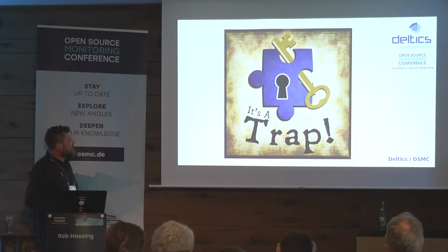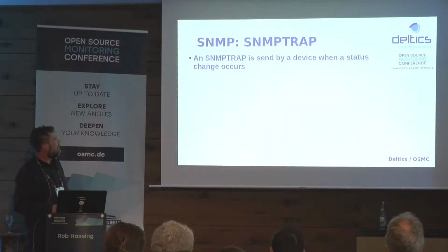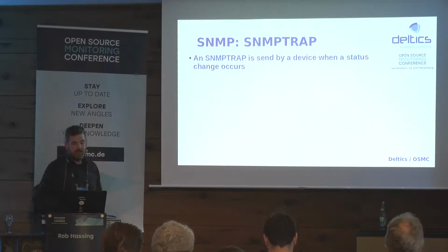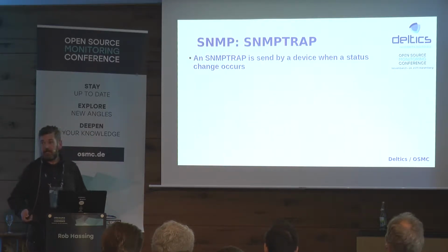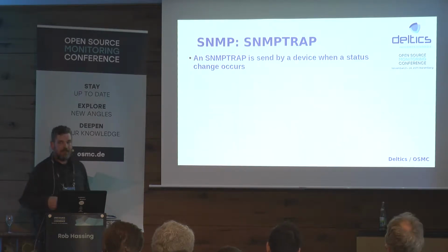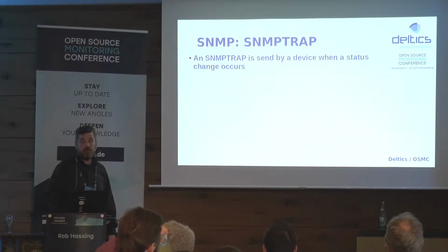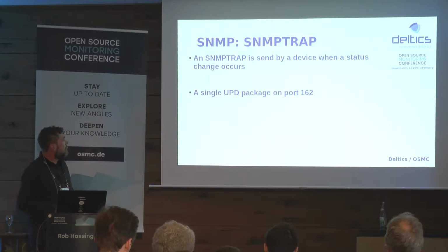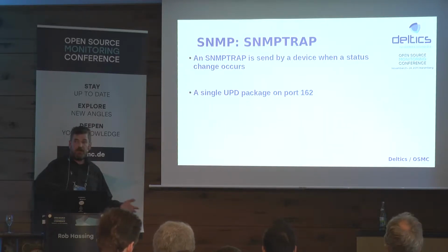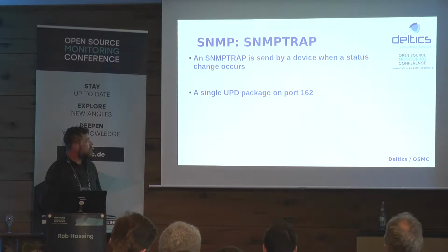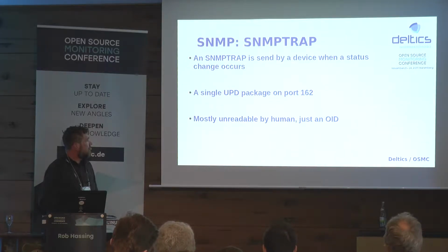Okay, a bit more about trapping. An SNMP trap is sent by a device when a status change occurs. This can be, for example, a printer running out of paper. It's a very simple example. Maybe you don't want to monitor that, but also the uplink status from your switches, from your routers, which can be quite important. It's a single UDP package sent on port 162. It's sent to the system, to the network monitoring system.